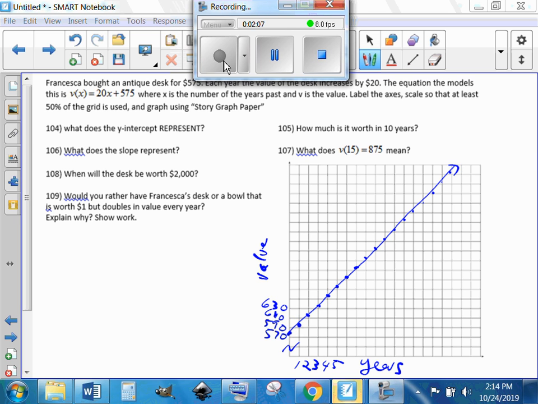So what does the y-intercept represent? That represents the desk's initial value. Oops, put that in the wrong place. Okay, and what does the slope represent? Again, I like to reiterate, slope is the change in y over change in x. So this represents $20 per year. The dollars are the y value, and the years are the x. So the slope represents a $20 per year increase in value.